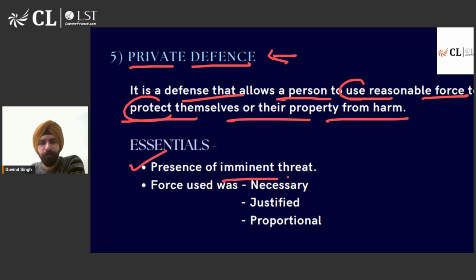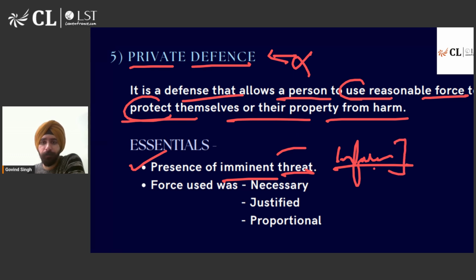Firstly, there should be an imminent threat. That is, then and there, the threat should be present. For example, let's say someone calls you and says that I will come and kill you tomorrow morning. Is that an imminent threat? No, it's not. If that person comes tomorrow morning and you kill that person, that would not be counted as private defense because you had enough time to inform authorities. Instead of taking action yourself, or instead of killing that person, you could have informed the police. So the threat was not imminent. The threat was in a delayed situation.